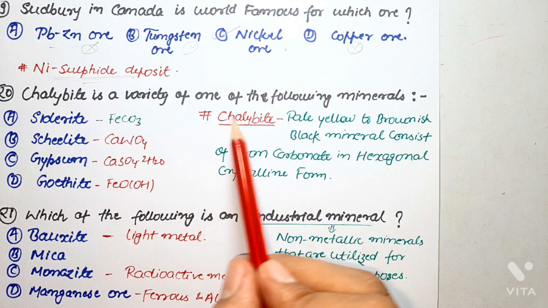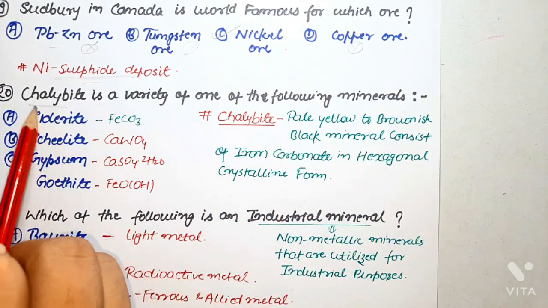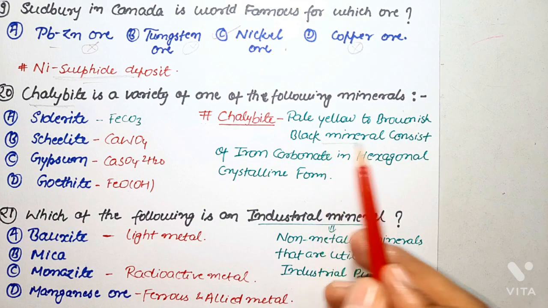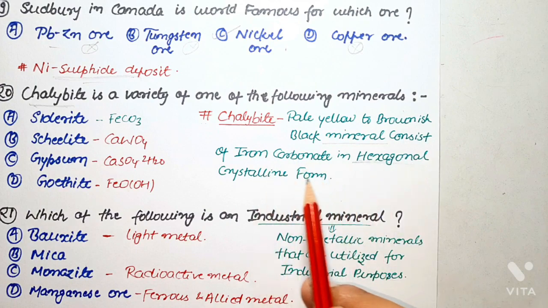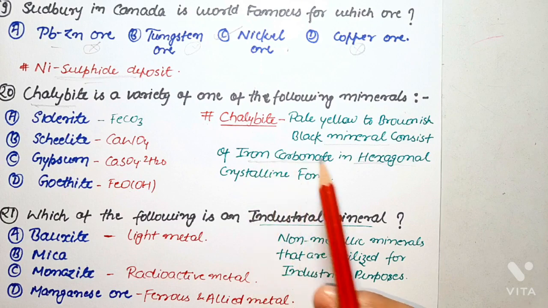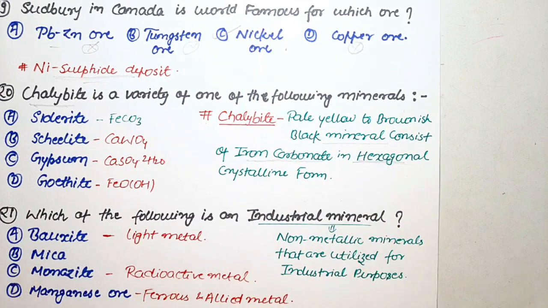Chalybeate is a variety of one of the following minerals. First of all, you should know what chalybeate is. Chalybeate is a pale yellow to brownish black mineral, consisting of iron carbonate in hexagonal crystalline form. So two things to be noted: chalybeate is iron carbonate and it crystallizes in the hexagonal crystal system. Now next, let's check the options.